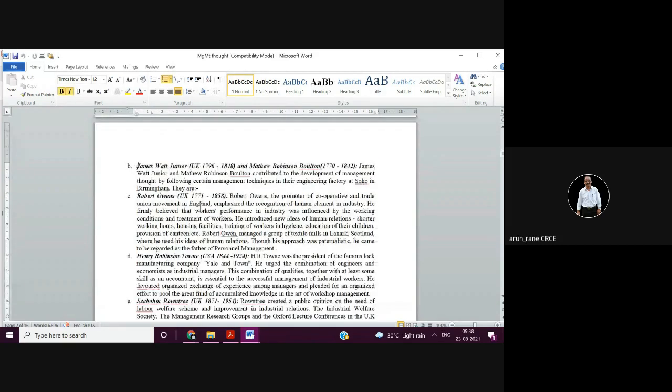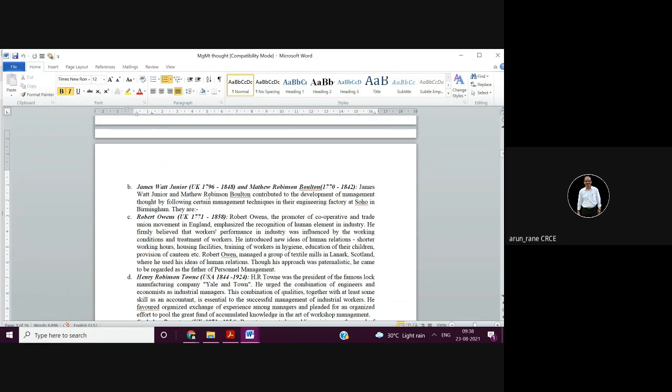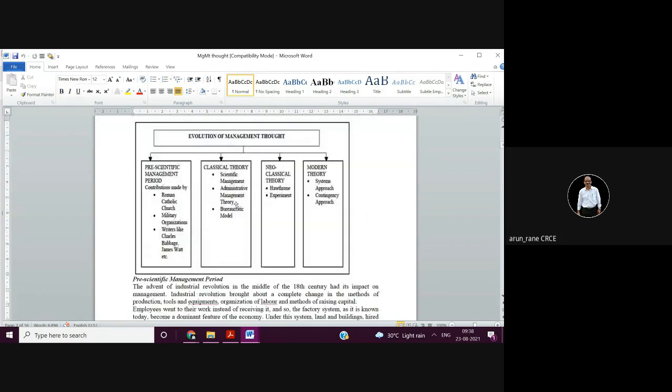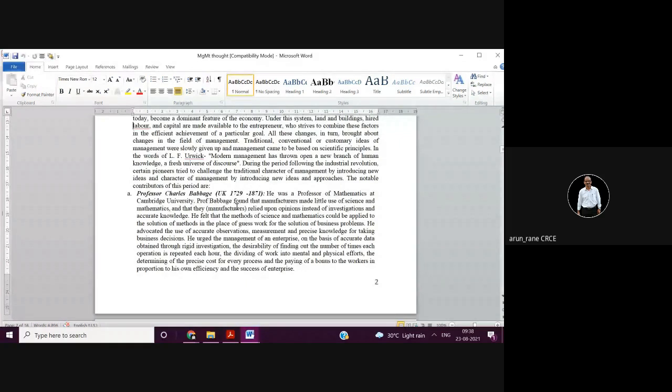Professor Charles, James, Robert, and their era. Henry, Rowntree. So you can notice that it has been going on for centuries, right from 1729. So almost three centuries.